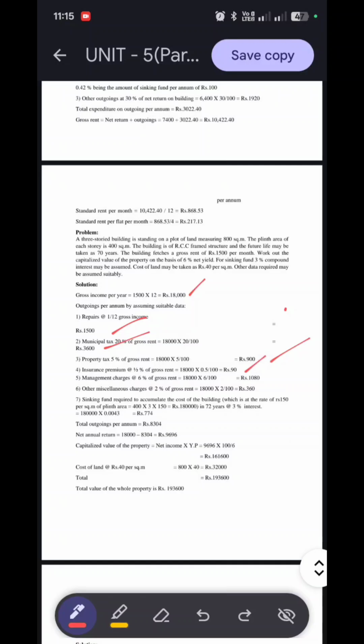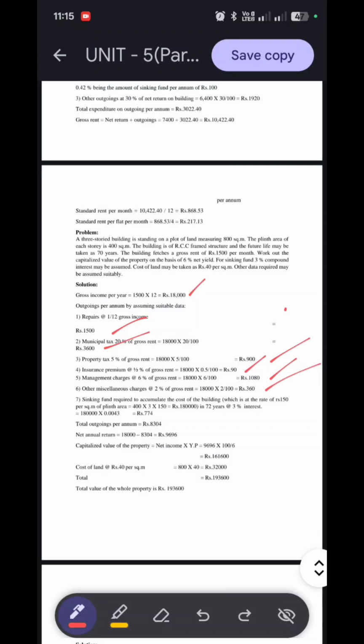Next, outgoing, management charges at 6% of the gross rent. Gross rent was 18,000 into 6 divided by 100. Now the value is 1,080 rupees. Next, other miscellaneous charges at 2% of the gross rent. So 18,000 into 2 divided by 100. Now the value is 360 rupees.